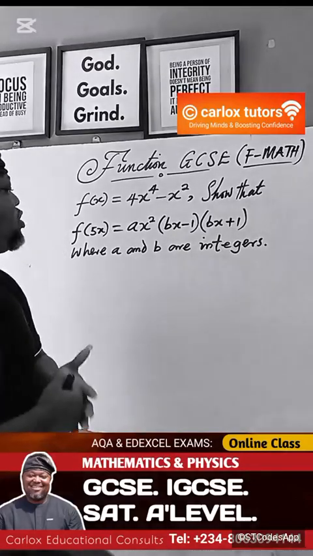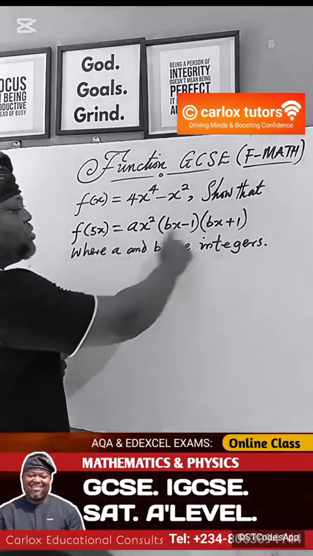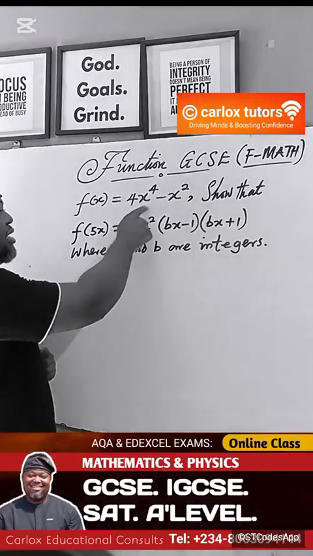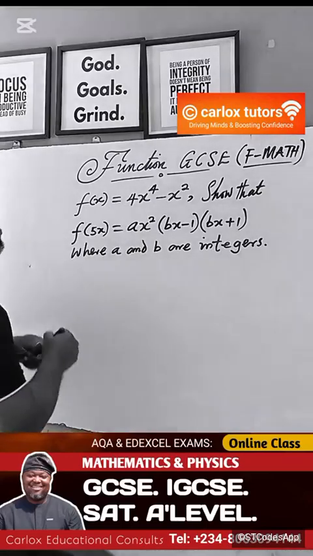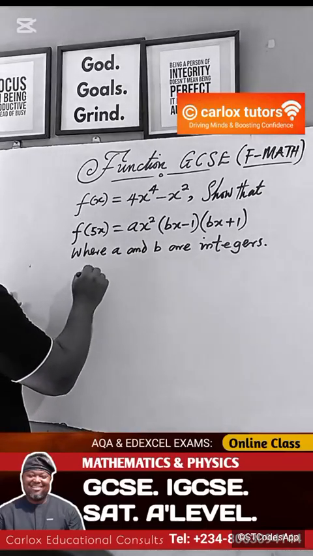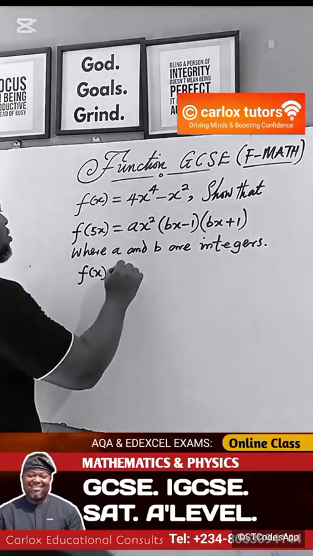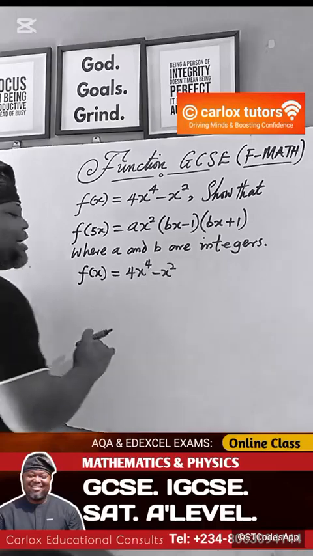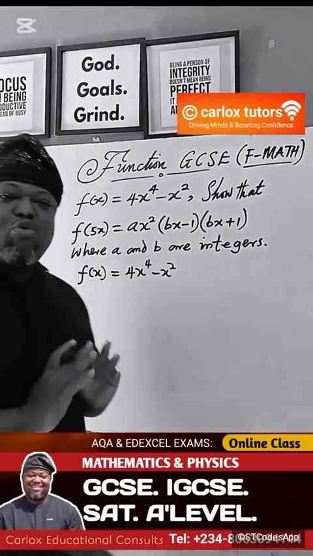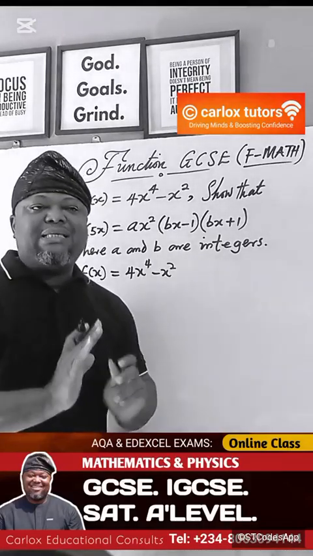Now, to solve this question, I will not even touch this one here. I will work from this one here. f of x is equal to this. Let's break it down. So f of x is equal to 4x to the power of 4 minus x squared. As a matter of fact, I'm going to call algebraic mathematics here to make it easier for you.